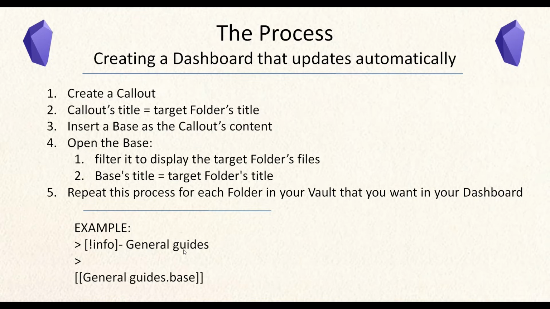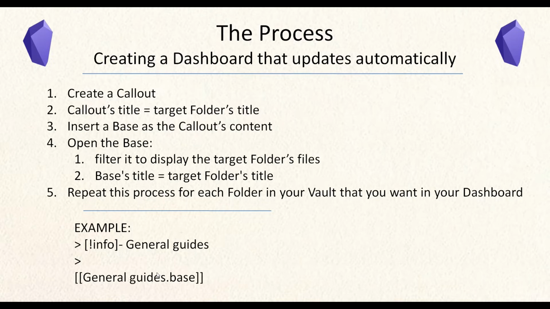So in this example, the idea is that I have a folder in my vault called General Guides, which I actually do, and I'll use that one when I demonstrate this. So I'm creating a callout. I'm giving the callout the title. I'm making the callout's title the same as the folder's title. And then within the content of the callout, I'm creating a base with that same name. And I'm going to filter that base so that it only shows the contents of that folder.